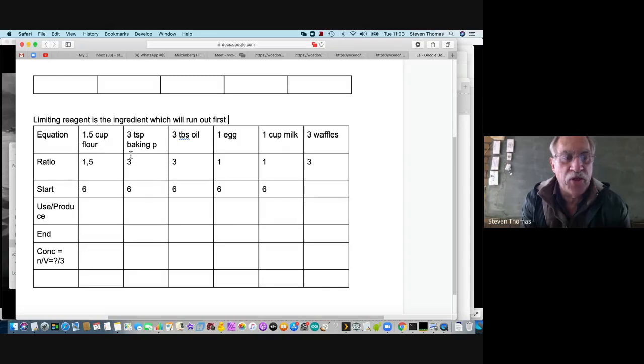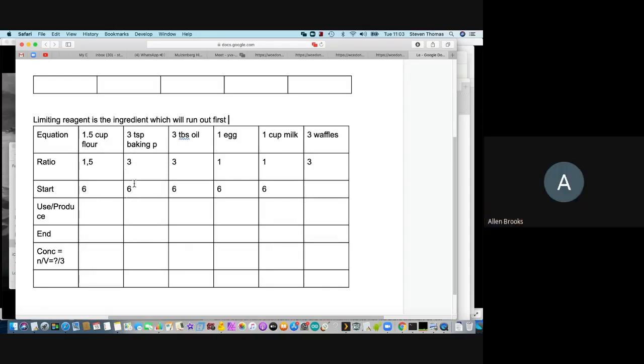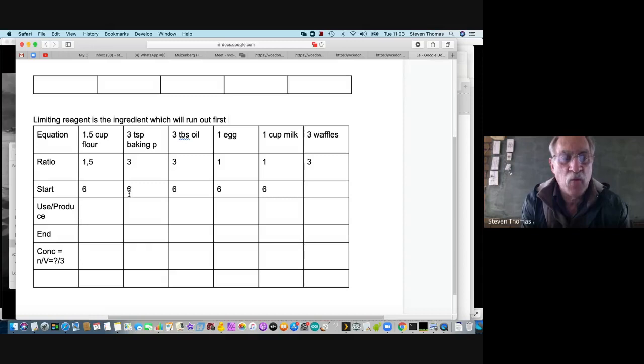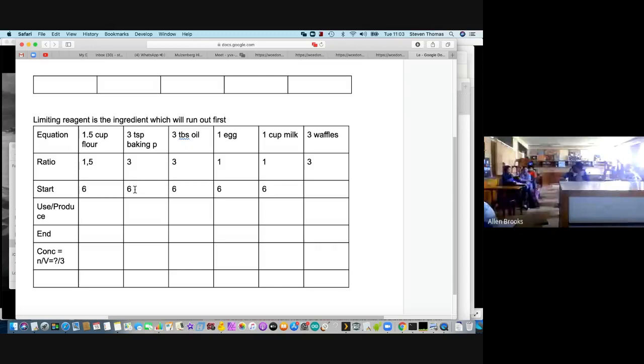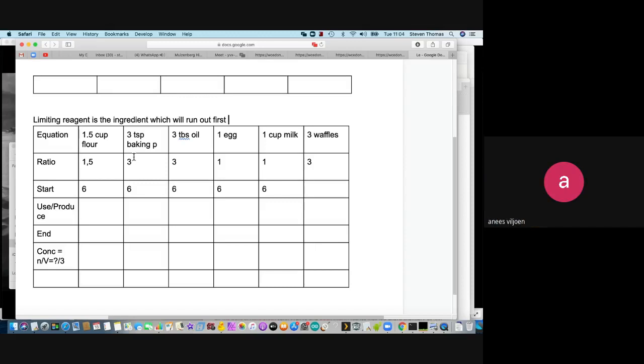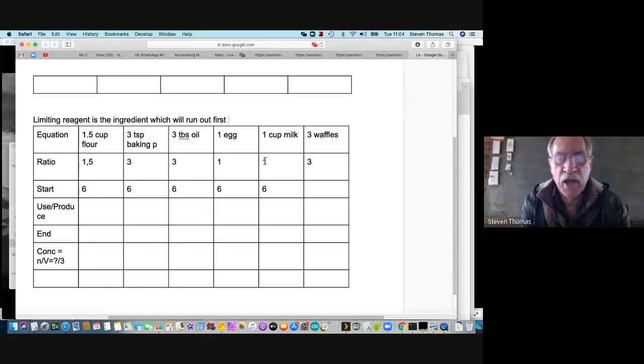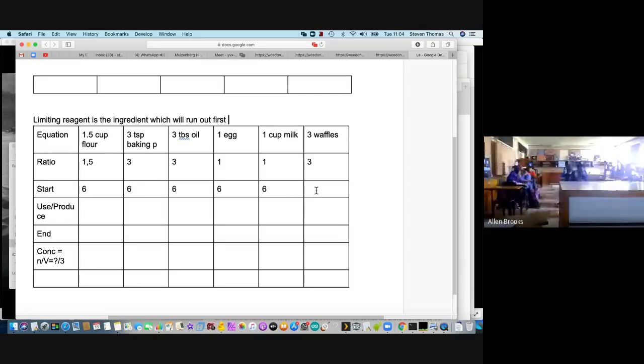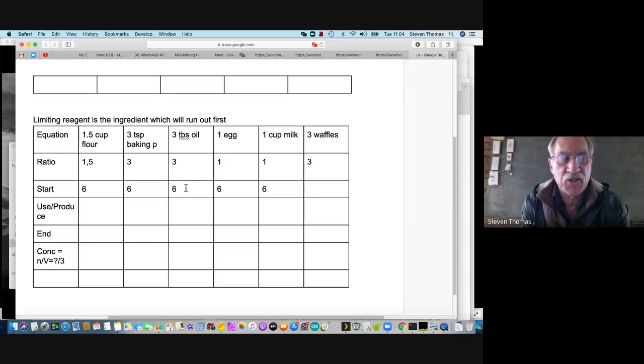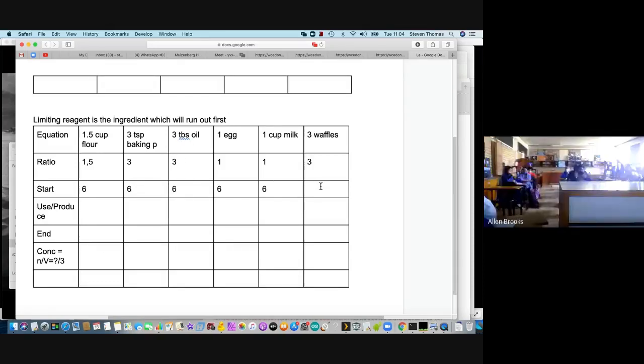Okay, with this amount of baking powder, 6 teaspoons, how many waffles could I make? Yeah, 3 makes 6. So 6 would make 6. Okay, look at the oil. 3 makes 3. 6 would make 6. Oil is exactly.